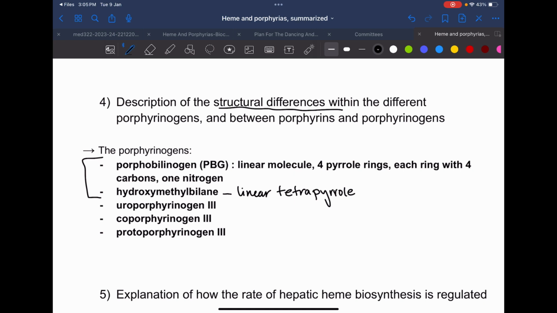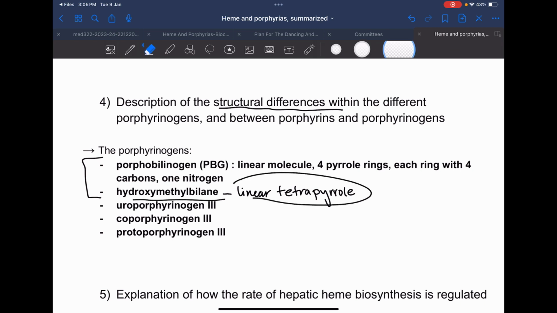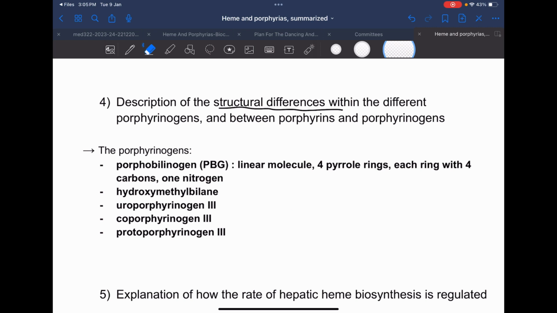So porphobilinogen is a linear molecule with 4 pyrrole rings, and hydroxymethylbutane is also a tetrapyrrole, in contrast to these 3. So that's porphobilinogen and hydroxymethylbutane, which are linear tetrapyrroles.